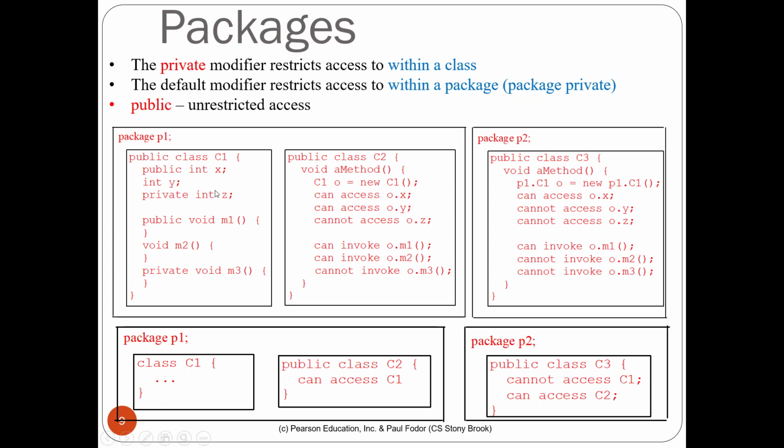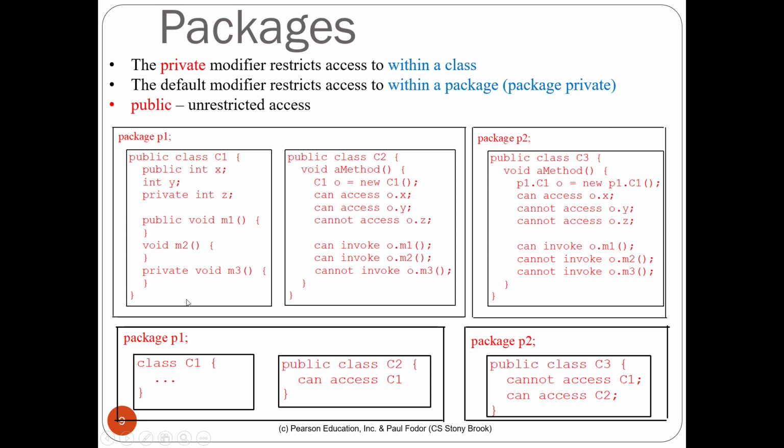Why? Because when you're not specifying anything, it is private, but it is package private. That means if you remain within this package, then you can access Y. As long as you are inside the same package P1 where the class C1 is declared and where Y has been declared, you can access Y. So we can access O.Y. Why?